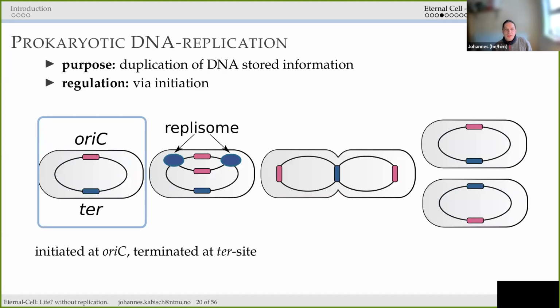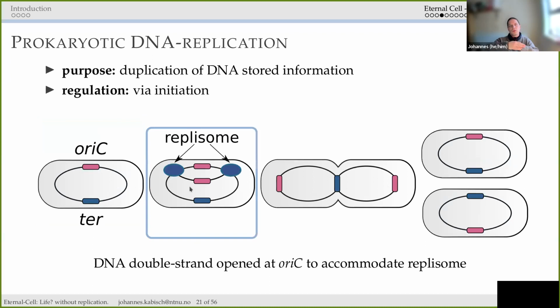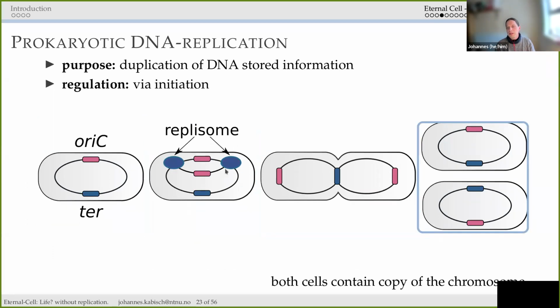So how do we want to achieve this? We basically want to target DNA replication. And the purpose, of course, is duplication of DNA-stored information. And the regulation actually is solely done via the initiation of replication. So we have this origin of replication region and the terminus region. And when the cell wants to replicate, it needs to melt its double strands, to make space for the replisome, so that the whole replication machinery has enough space in there. Then it's replicated, and as soon as we have 2 copies, the cells can start dividing. So there are control mechanisms that make sure I really have a second copy of my chromosome.